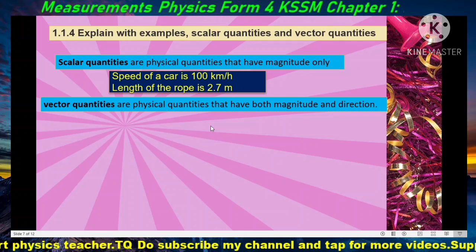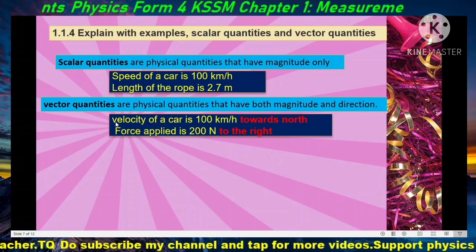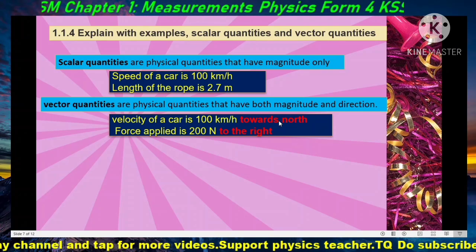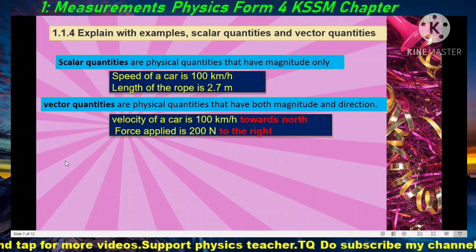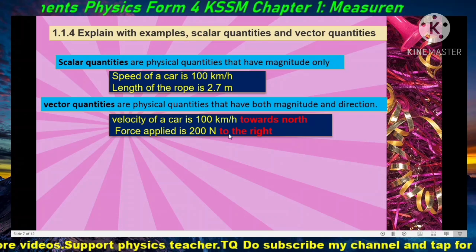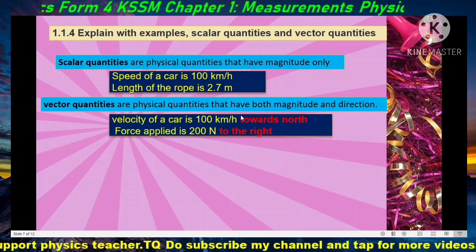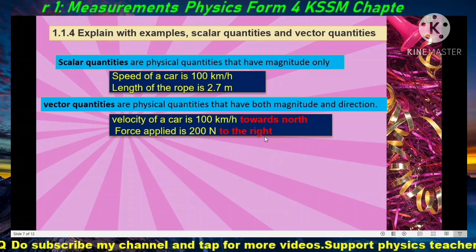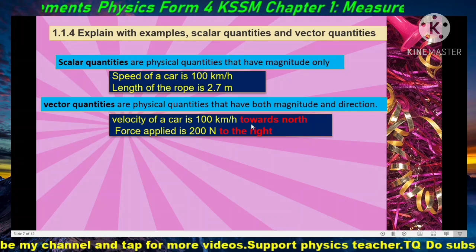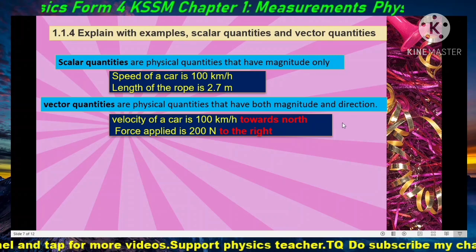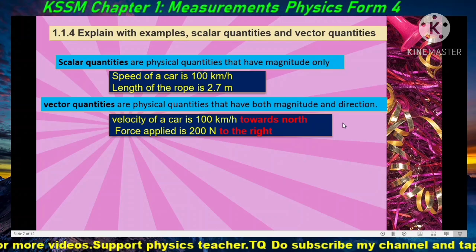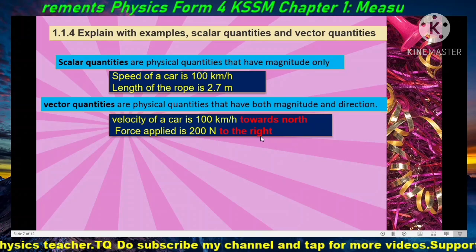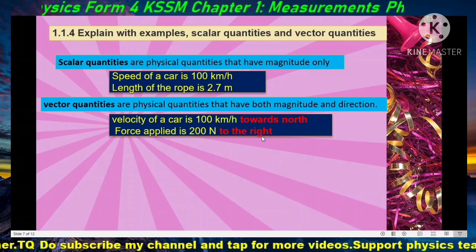Okay, examples for vector quantities. For example, the velocity of a car is 100 km per hour towards north. Force applied is 200 Newton to the right. You can see the red words here; these represent direction. When we talk about direction, we can use a compass as a reference, or right, left, upwards, downwards can also be used as direction.